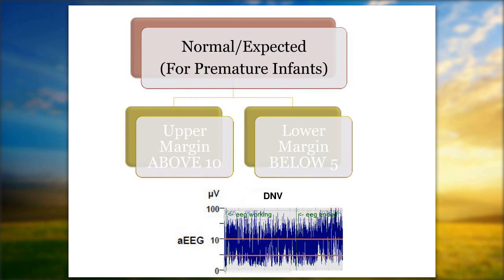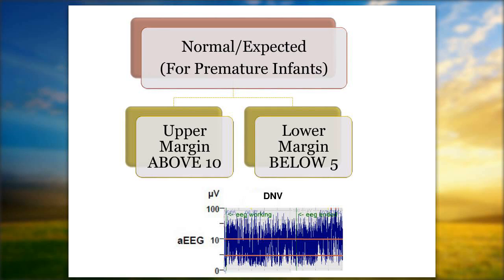What about for our preterm babies? What do we expect to be normal for them? Well, as you could imagine, their brain activity is not quite as robust. And so with those, we're really looking at a pattern that we call discontinuous. So it's not continuously active. It has these periods of quietness or discontinuity. So we still want the upper margin to be above 10, but because there are these periods of quietness or less maturity, we allow the lower margin to sit below 5.